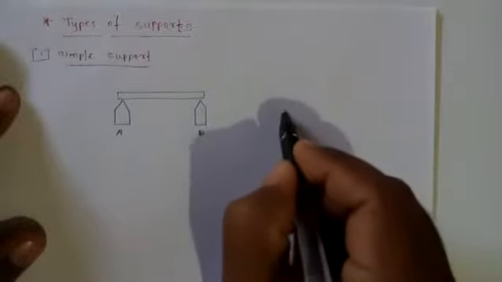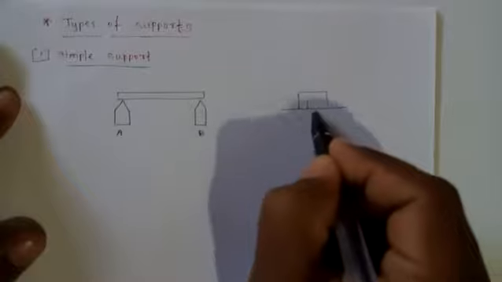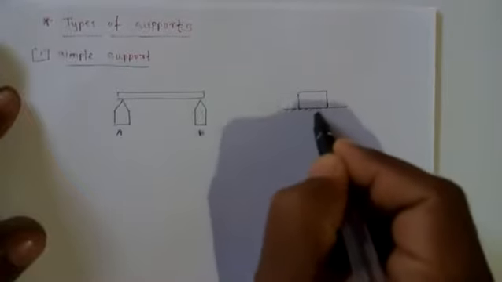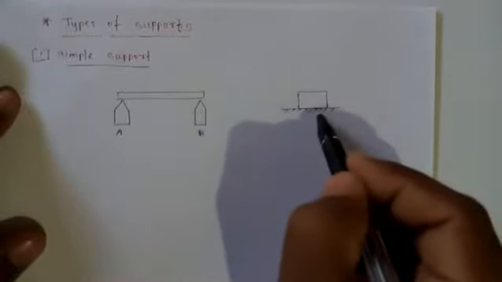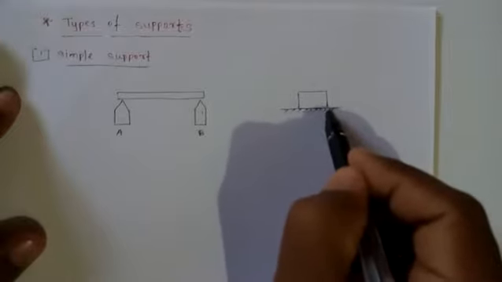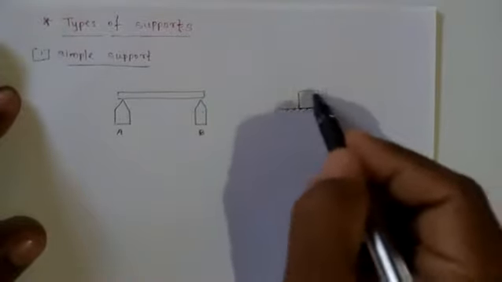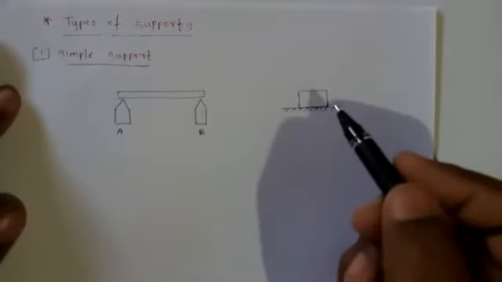One more example can be like this. An object that is kept on the ground floor. In this way also, the support offered by this floor is a simple support because there is no connection, no joint between the object and the support. So this is also one of the examples of a simple support.